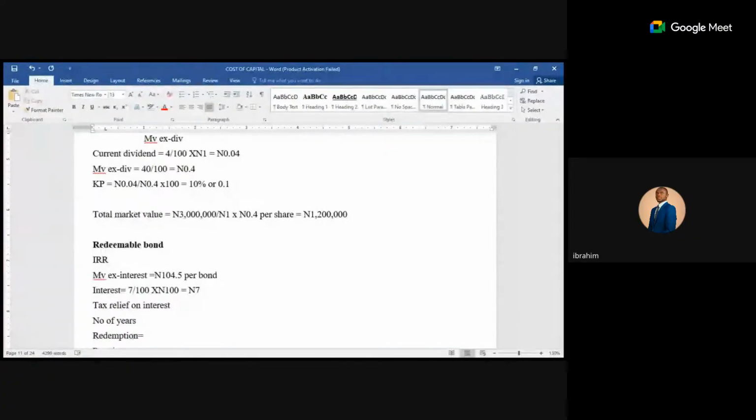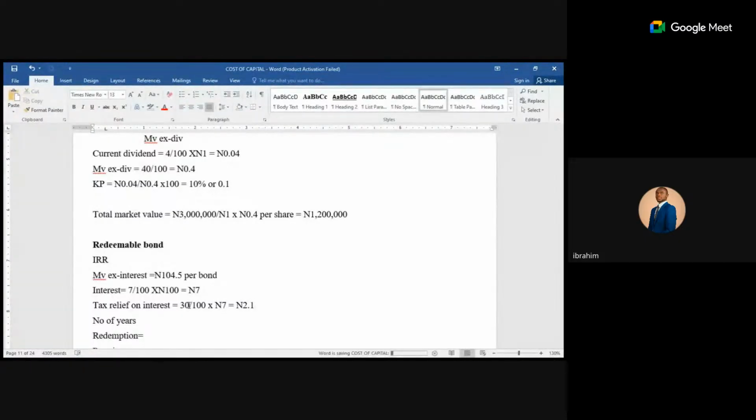Then there will be a tax relief. That is why the cost of debt is usually lower. So how many percent is the tax rate? 30%. 30 divided by 100 times the interest. What do we have? 2.1.